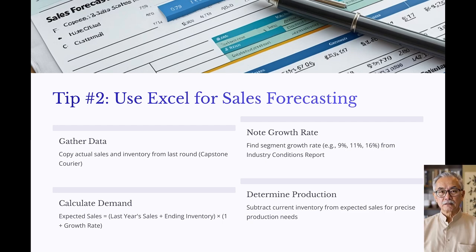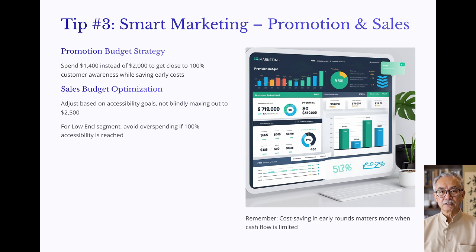Tip number 3. Smart marketing, promotion and sales budgeting, 4:30 to 6:30. Now, let's set up your marketing decisions. Promotion budget: spending $1,400 instead of $2,000 still gets you close to 100% customer awareness in most cases. This saves early costs.